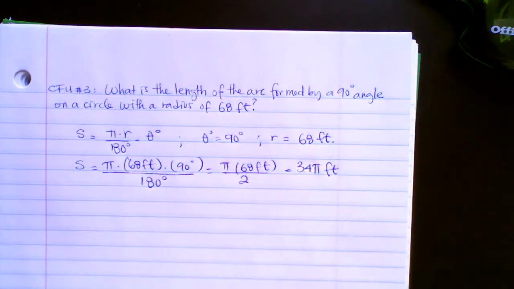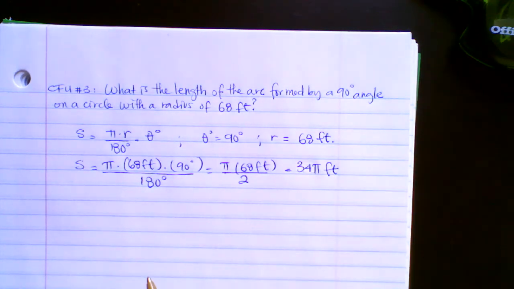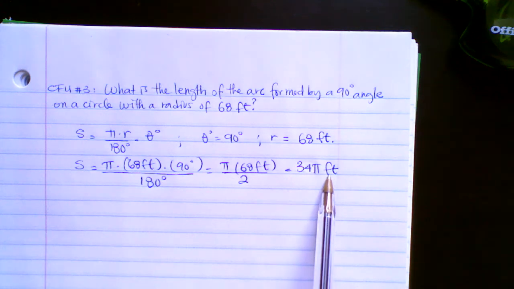Okay, so because S represents the distance, it represents a small portion of the circumference. And the circumference is the distance. So that's why it's one dimension. You only have feet. It's not feet squared, feet cubed. It's only one dimension, it's the distance. So you should use one dimension. That's why the unit is just feet.